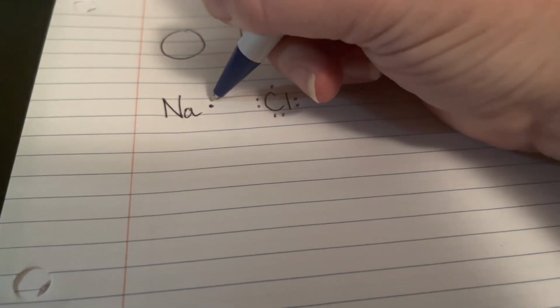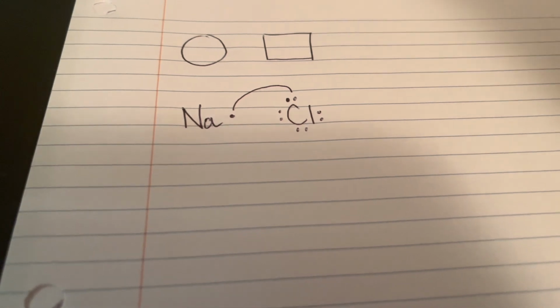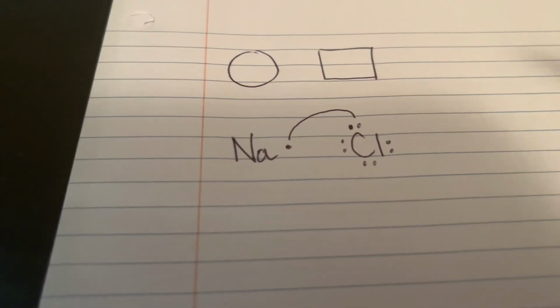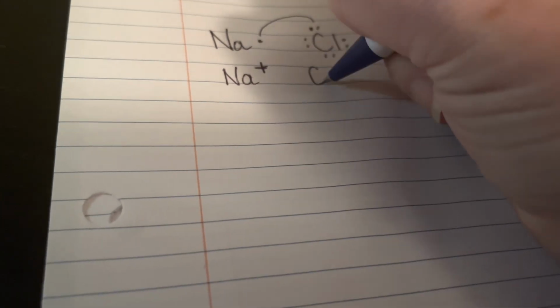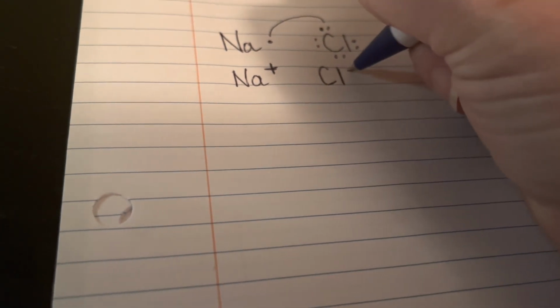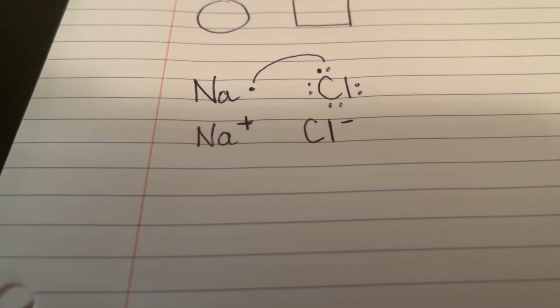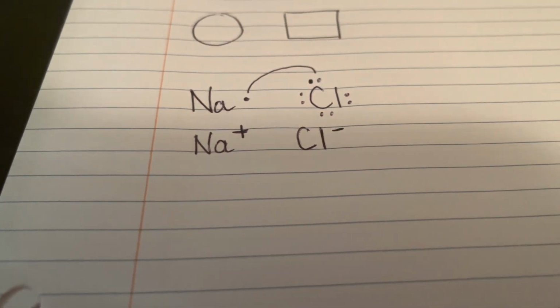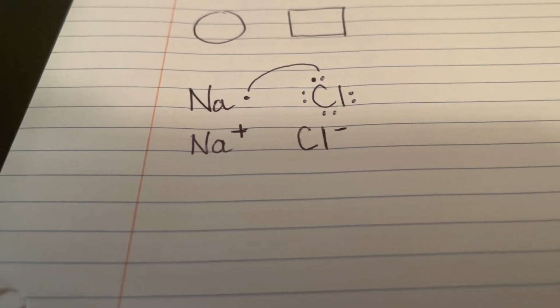So basically, this valence electron is going to come over here, which is going to make sodium happy, and it's going to make chlorine happy, right? And so that's going to give your sodium a plus charge because it lost its electron, and it's going to give chlorine a minus charge, right? Because it gained an electron, okay? So when this process happens, you are creating 2 ions.